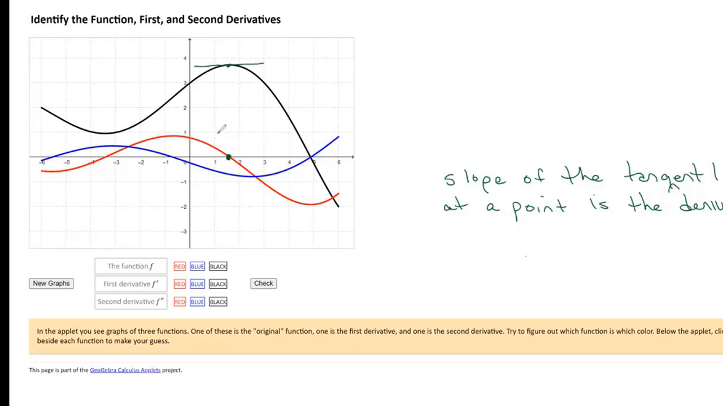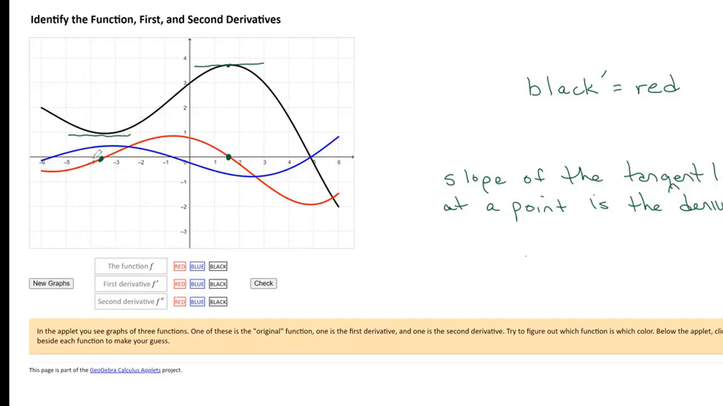So my guess right now is that red is the derivative of black, but let's check the minimum point, which is right here. This also has a horizontal tangent line. And oh, look, perfect, red is 0 there as well. So now I know that the derivative of black is equal to red, because I just showed you.